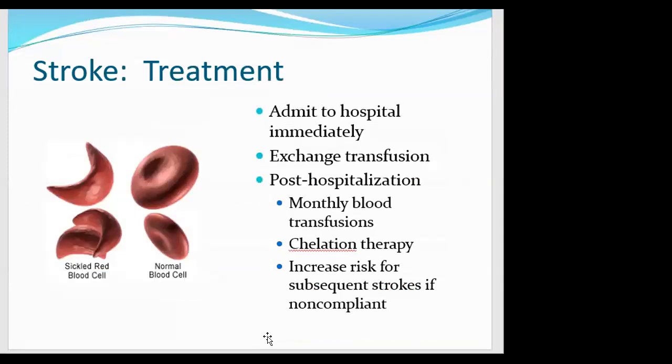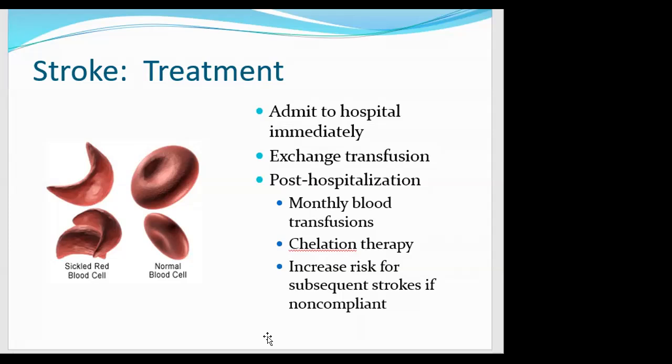Treatment. Like I said, if they ever have any of those presenting symptoms, we want to get them to the hospital immediately. They're going to do an exchange transfusion. An exchange transfusion is basically we take away their blood, because their blood has the bad sickle cells in there, and we give them good, healthy blood without the sickle cells. So we want to replace their blood. That's called an exchange transfusion. And so then we'll get them stable in the hospital.